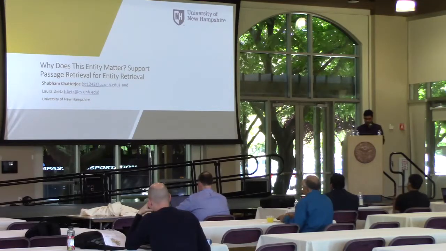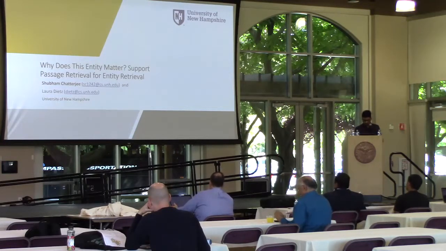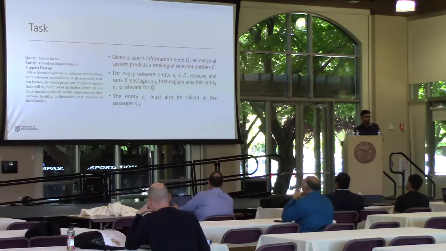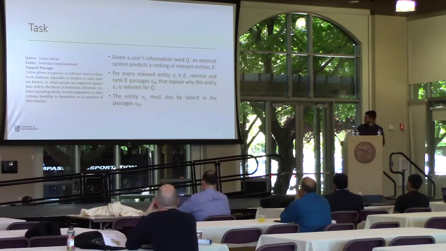I'm presenting my paper on "Why Does This Entity Matter? Support Passage Retrieval for Entity Retrieval." Our goal is to complement an entity ranking with textual descriptions of why that entity is relevant to the query. For example, on the slide, the query is unfree labor and the entity is detention. If you read the passage, it connects the entity to the query and informs the user why that entity is related to the query.